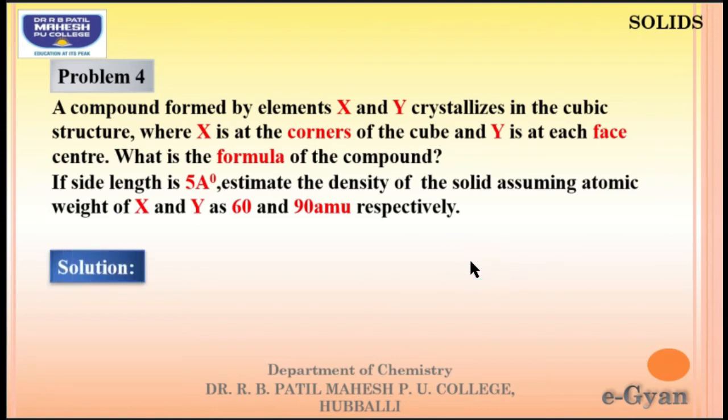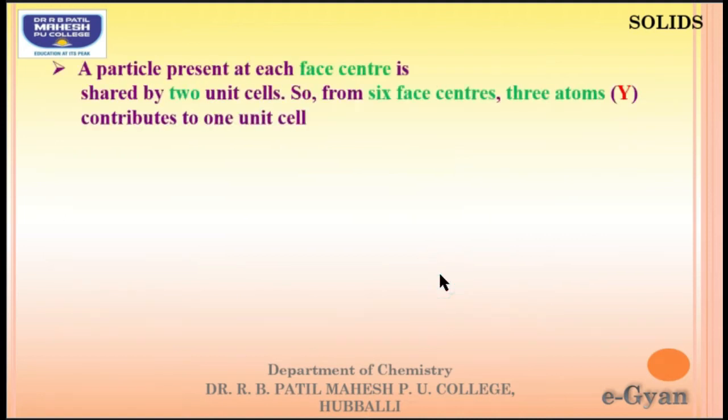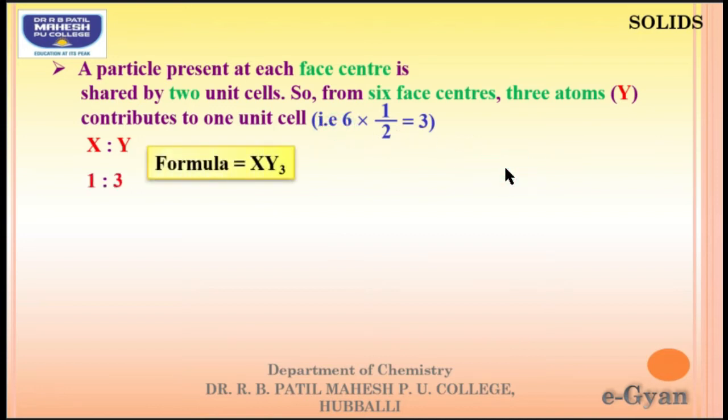Solution. A particle present at the corner is shared by 8 unit cells. So, the number of atoms is equal to 8 into 1 by 8 is equal to 1 per unit cell. A particle present at each face center is shared by 2 unit cells. Hence, totally 6 faces are there. Contribution is 1 by 2 each, and that is equal to 3. So, the ratio is 1:3. Hence, the formula is XY3.